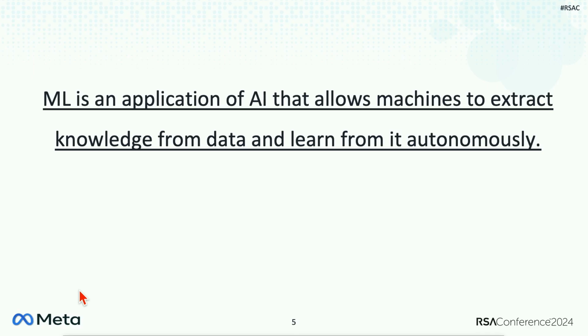Artificial intelligence and machine learning are two words that are generally thrown around and combined together a lot, but they're actually separate. AI, or artificial intelligence, is the broader concept of enabling a machine or a system or an algorithm to sense, reason, act, or detect like a human. And machine learning is a specific application of AI that allows those machines or systems or algorithms to extract knowledge from that data and learn from it autonomously.